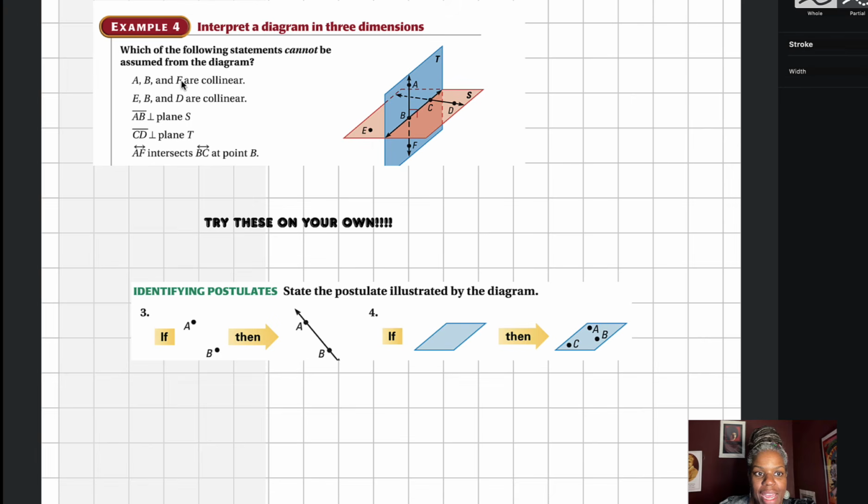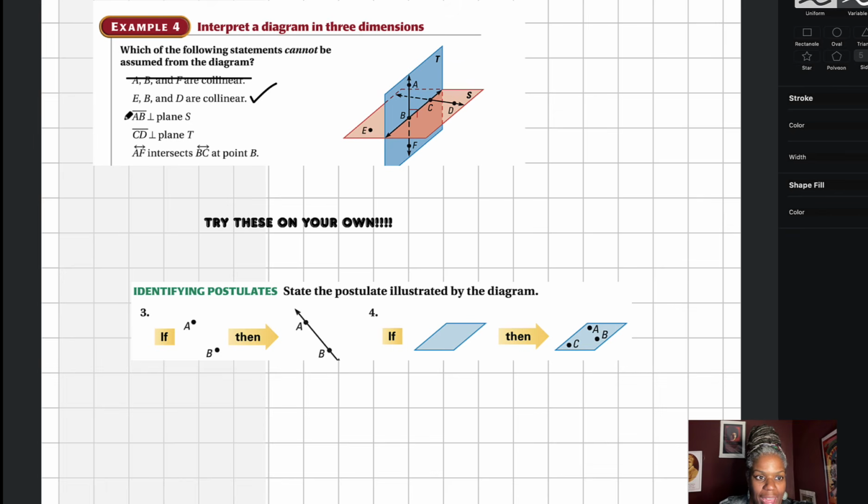That A, B, and F are collinear. Let's look. A, B, and F. Are they collinear? Can we assume that? Collinear means they're on the same line. A, B, and F are on the same line. So that is not the statement we're looking for. I'm going to cross it out with just a single line. Let's look at this next statement. E, B, and D are collinear. Let's look at that. E, B, and D. Since there's no line going through all 3 of those points, this is one that we cannot accept as true. So I'm going to put a check mark next to it.